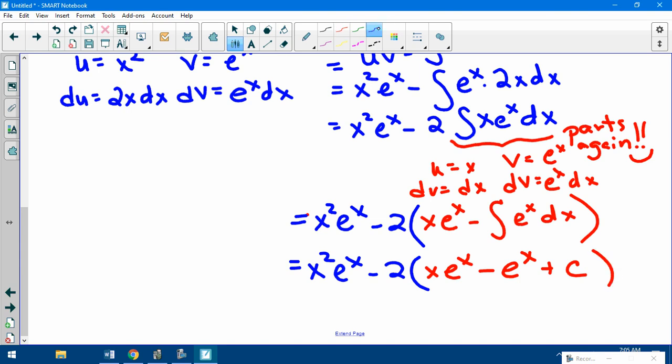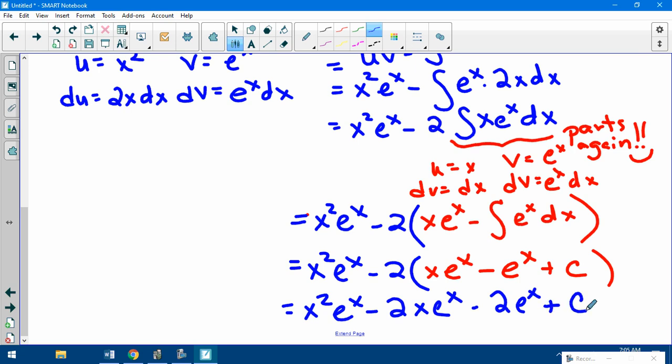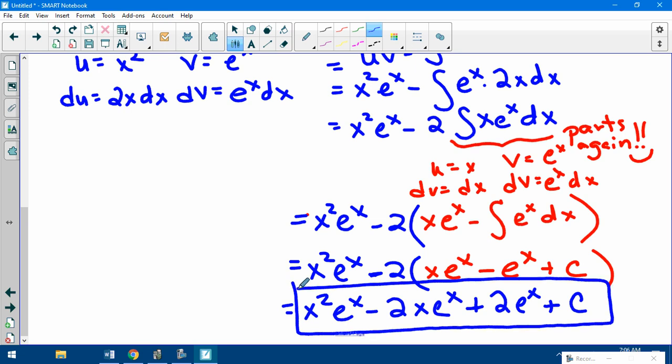Then just distribute that 2 through. So it's x squared e to the x minus 2x e to the x minus 2 e to the x. You could say minus 2C, but again, C is just a constant, so let's just keep calling it a constant, plus C. And oops, the other thing is there's a negative here, so that should become a positive 2e to the x. There you have it. How fun was that? And guess what? Sometimes it works out so you have to do parts 3 times, or 4 times, or 5 times. I'm not going to make you do 5 times, but you might see 3 times somewhere.